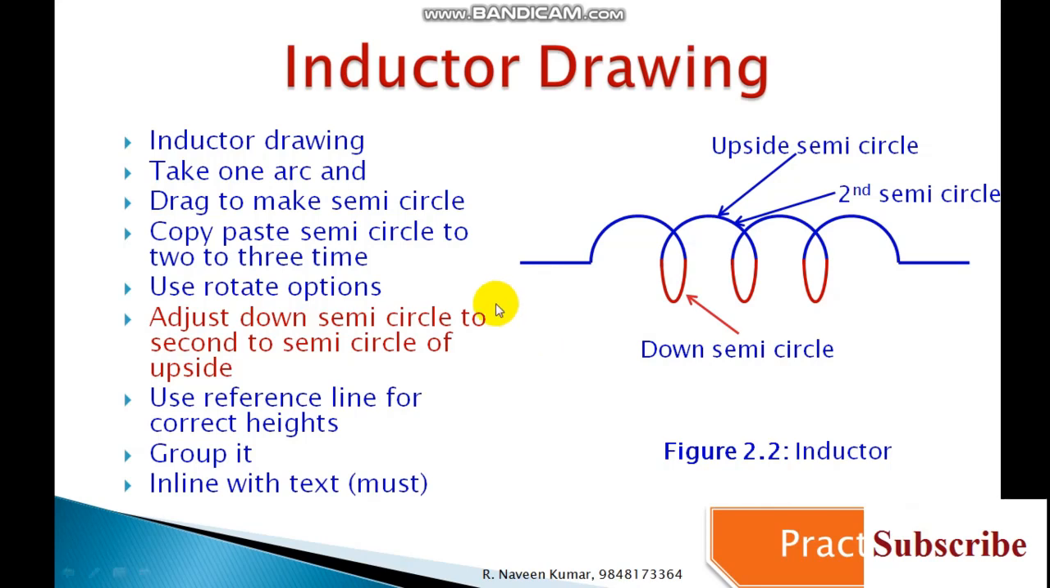Same thing I have explained in the PPT, inductor drawing. Take one arc and drag it to make a semicircle. See, what I have shown is the same. It is an arc and I have dragged it to make the semicircle. Copy and paste, the same arc pasted in 3 or 4 places. Use the rotate option. Adjust the down semicircle. This semicircle I have adjusted to the first one, this to the second one, and the same thing I have done, and I have grouped it. This is the down arc. With the reference lines also I have grouped it and set In Line with Text. This is how to draw the inductor.